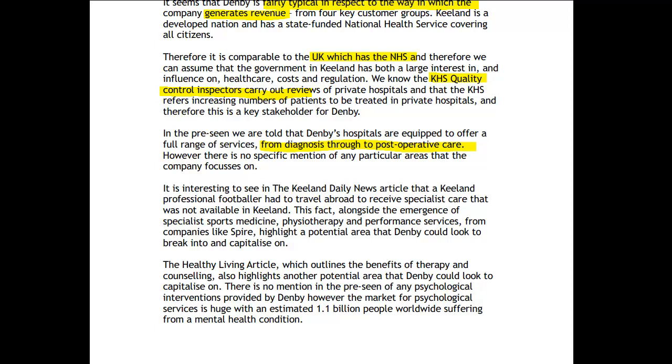And again, on that note, we can see in the pre-seen that the Keyland Daily News article highlights that a Keyland professional footballer had to travel abroad to receive specialist care that was not available in Keyland. So what that's showing us is that there is scope for a company like Denby to capitalise on an evident gap in the market in Keyland, which is the provision of a sports-based medicine service, similar to the Perform branch of the Spire company that we talked about earlier.